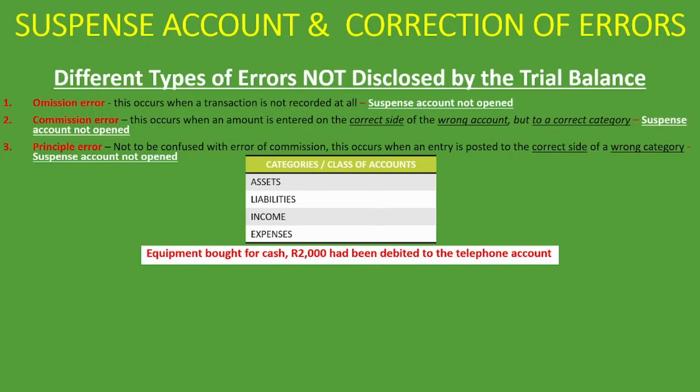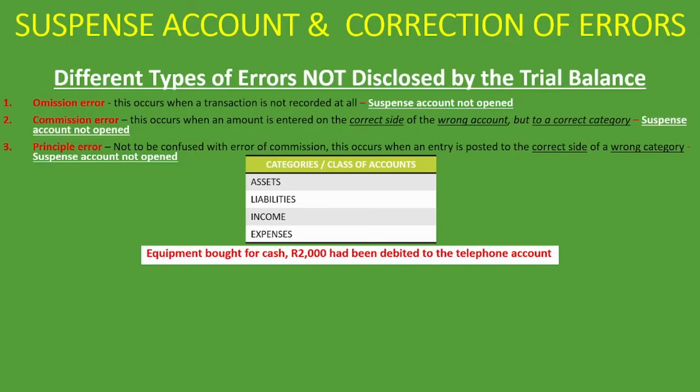Well, I hope you've thought it through. Here, equipment was bought for cash, 2,000 Rand. So what was supposed to be my debit and what was supposed to be my credit? Well, if I bought equipment for cash, I needed to have debited equipment because equipment is an asset coming in, and credited bank because bank is money leaving my account. That was supposed to be the correct entry. But what have you done here? Well, instead of debiting equipment, you've debited the telephone account. What is telephone? Well, if you look at the lessons I've been alluding to, telephone is an expense.